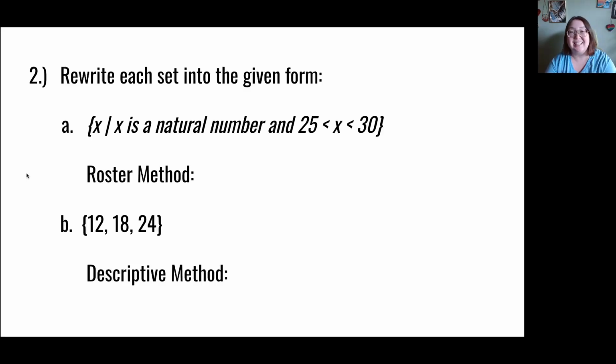Roster method is listing out the numbers within curly braces and putting commas in between. Roster method is what B looks like. So B, we have, right, curly braces with 12, 18, 24. That's the roster method. And we want to rewrite that into the descriptive method. The descriptive method is basically rewriting it so that it's in kind of like plain English. So we're describing the set as opposed to writing it in set builder notation or the roster method. So, all right, let's go ahead and write out our answers.